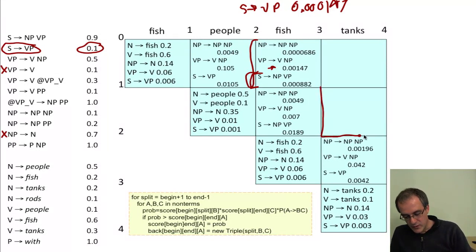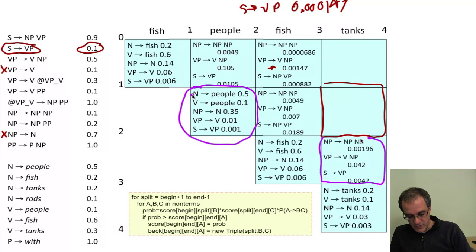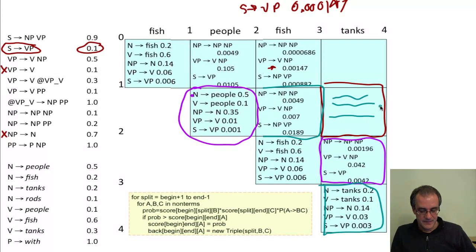Okay, so then we do this cell here, the 1 to 4 cell. And so again, there are two split points of ways of making it up. We can either make something from 1 to 2 and then 3 to 4, or else we can make something from 1 to 3 and then from 3 to 4. And so we explore all those ways of combining things and fill in this cell.